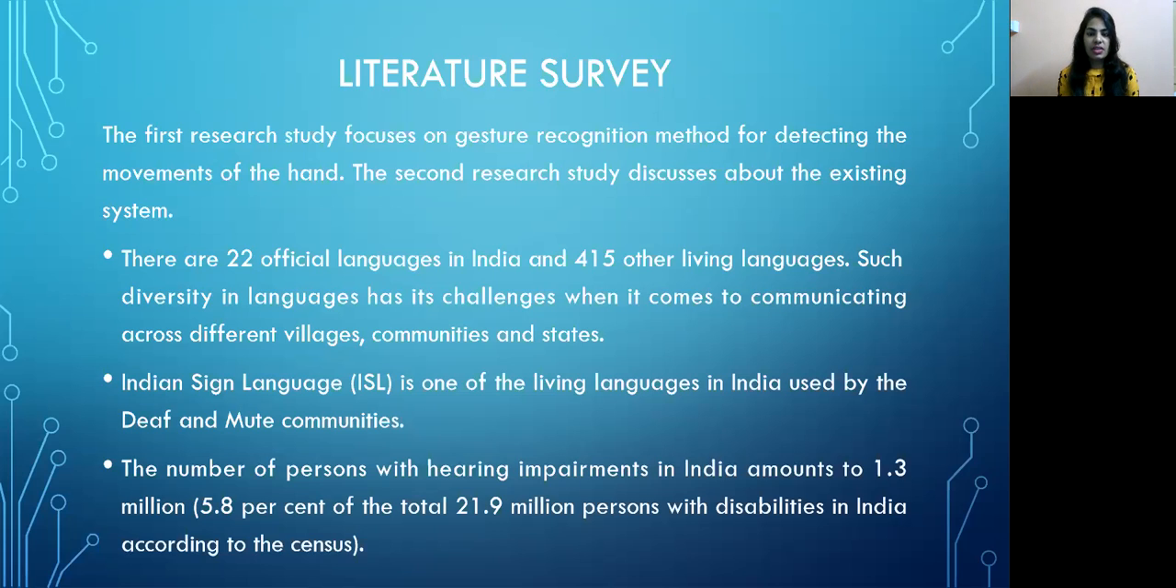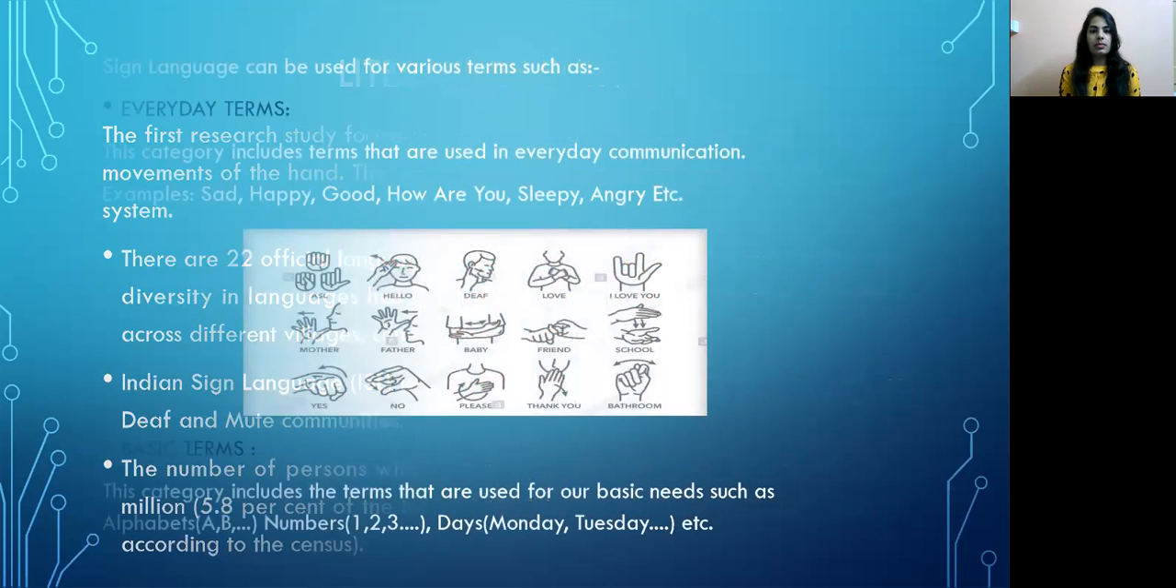In the first research study, there are officially 22 Indian languages and 4 other Indian living languages. With such diversity in language and culture, it is very difficult for a person born with a disability to express or communicate themselves with another person. Also, Indian Sign Language is considered one of the living languages in India used by the deaf and mute communities. On a census conducted, there are almost 1.3 million people born with disabilities in India every year.